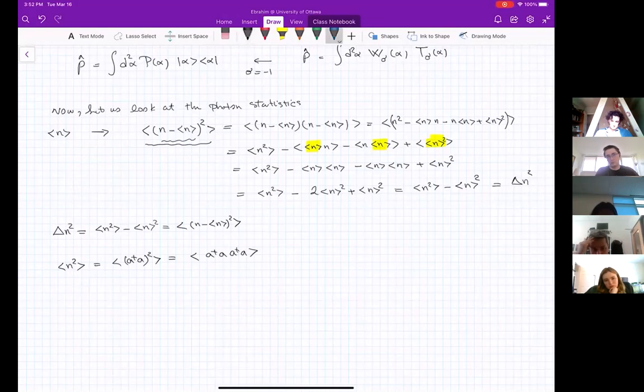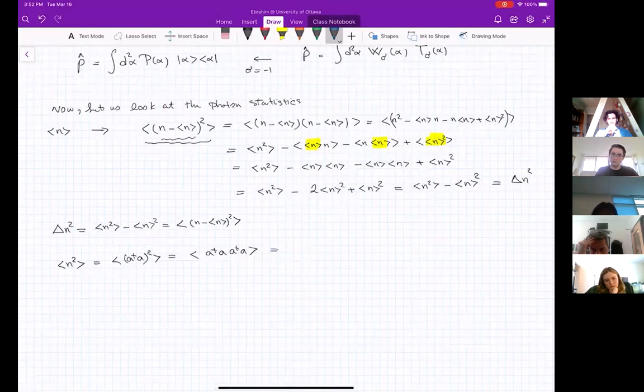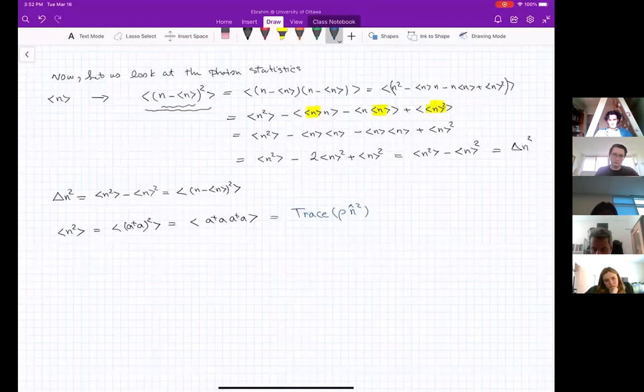So how do you calculate the average of n squared? Should I say that it is given by the trace of rho n squared? Agreed, guys? Okay. Let's do a little bit of mathematics. So it will be the trace of, or even before doing so, let's do a little bit of expansions.